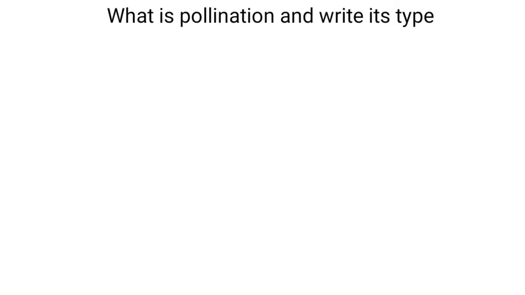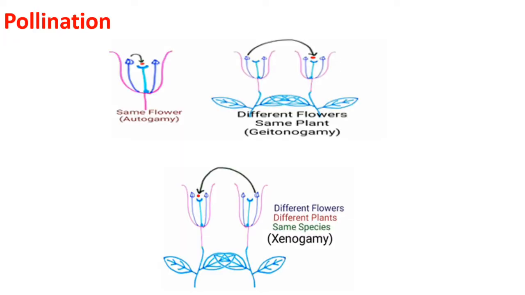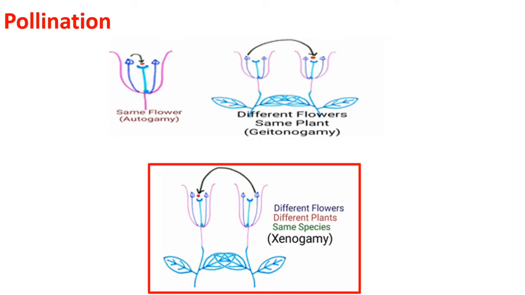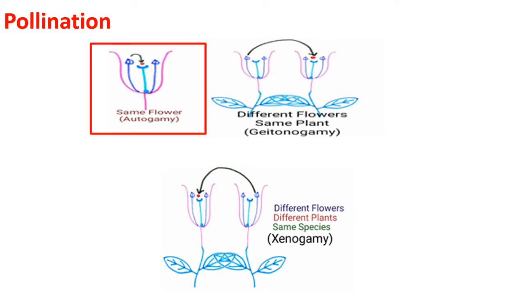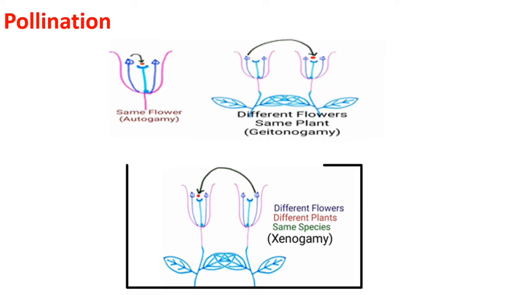Then pollination. What is pollination, and write its types? Pollination means transfer of pollen grain from anther to the stigma of a flower. And pollination is of 3 types: autogamy, geitonogamy, and xenogamy. In autogamy, transfer of pollen grain from anther to the stigma of the same flower. In geitonogamy, transfer of pollen grain from the anther of one flower to the stigma of another flower of the same plant. In xenogamy, transfer of pollen grain from the anther of one flower of one plant to the stigma of another flower of another plant, but both the plants belong to the same species.